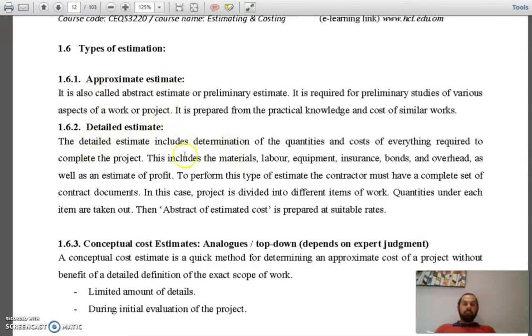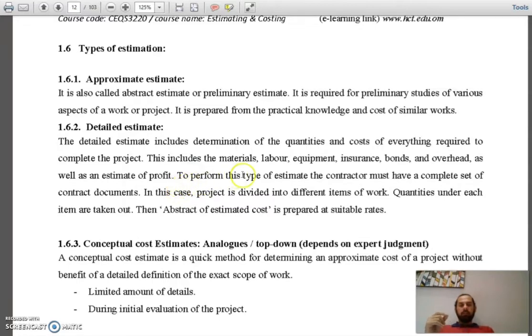The detailed estimate includes determination of the quantities and cost of everything required to complete the project. Everything, because you have the specifications, the detailed drawings, everything with you. You can calculate the quantity of the material, then accordingly the prices, and estimate the cost of each part of these materials or each topic.